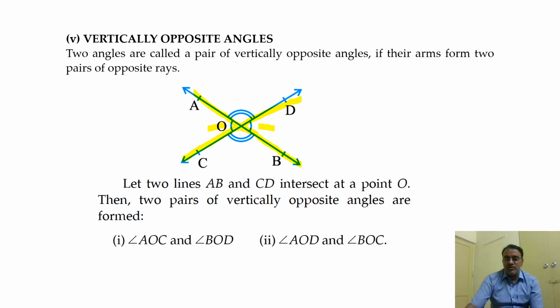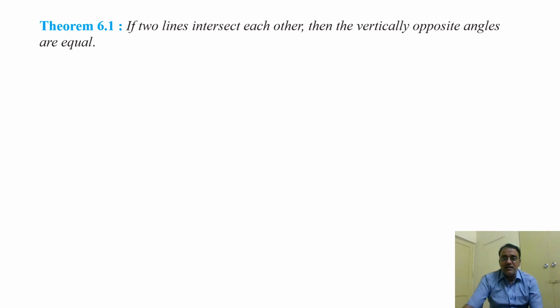Means actually next property हम लोग यही पढ़ने जा रहे हैं कि दोनों vertically opposite angles equal होते हैं, एक दूसरे से बराबर होते हैं. So now पेयर पूछे तो एंगल AOC और एंगल BOD फर्स्ट पेयर है, एंगल AOD और एंगल BOC सेकंड पेयर है. राइट, नाउ वी आर मूविंग टुवर्ड्स important theorem 6.1.